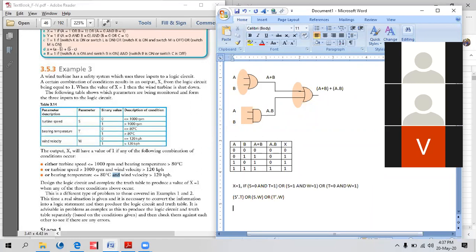We will draw the logic circuit in the next part. So now take a 5 minute break.